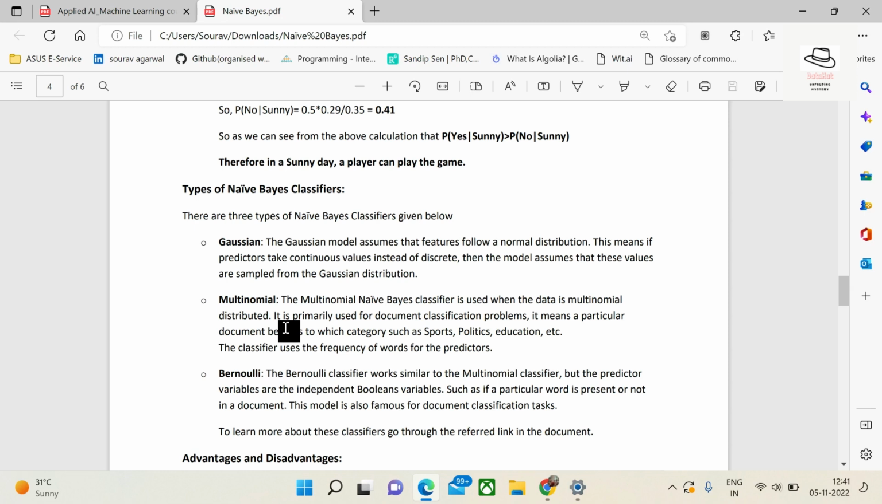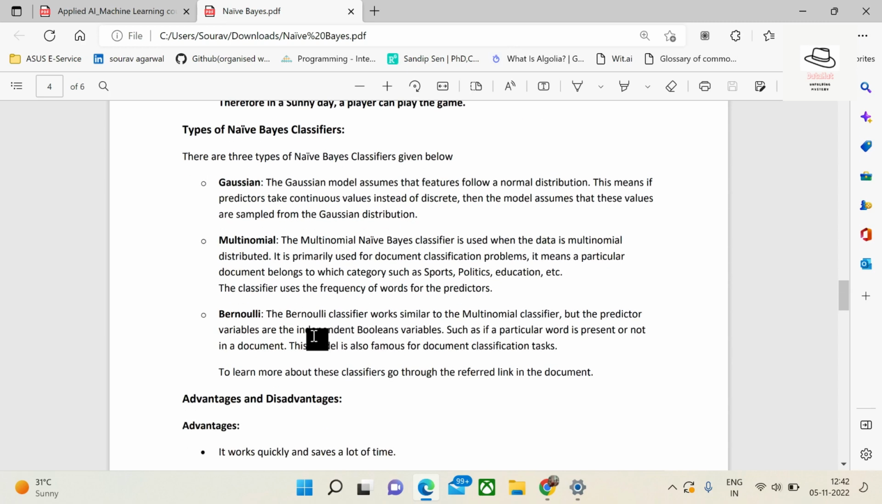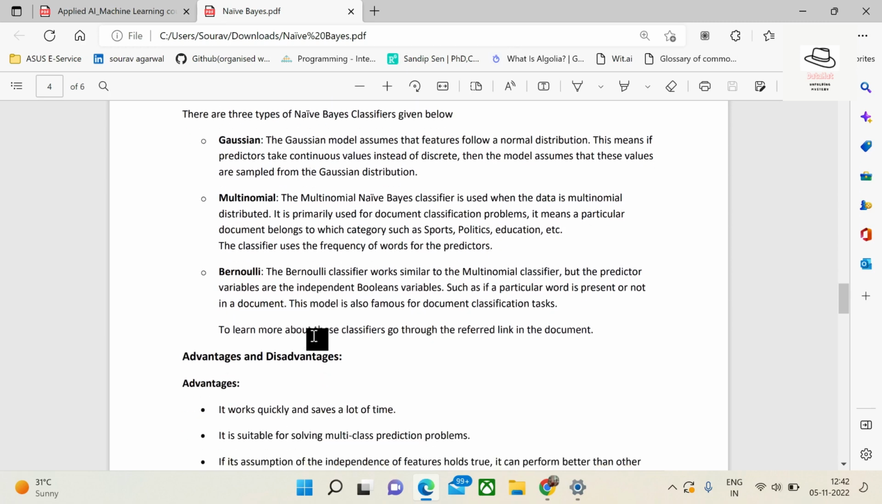If the input features denote frequencies for certain values in the features, then we shall use multinomial naive Bayes. Whereas if the input features are one hot encoding denoting either true or false values for each feature, then we shall use Bernoulli based naive Bayes classifier. The implementation for all these three are available under the scikit-learn package, the link to which would be attached in the description of this video.